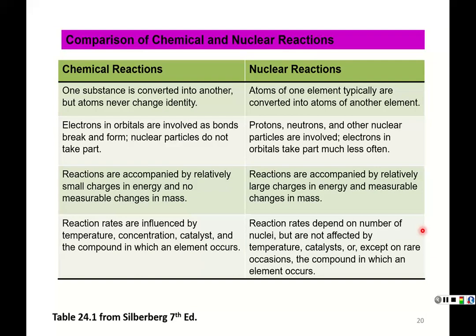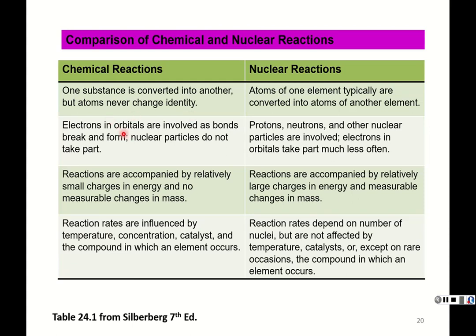Okay, so here's a comparison of chemical reactions and nuclear reactions. In a chemical reaction, one substance is converted to another, but atoms never change their identity. In nuclear reactions, atoms of one element are typically converted into atoms of another element. So in nuclear reactions, the atom is what is changing.